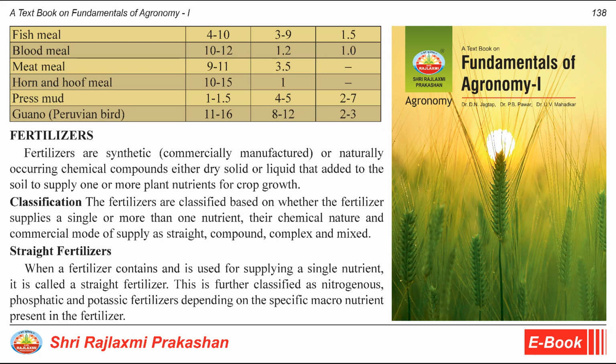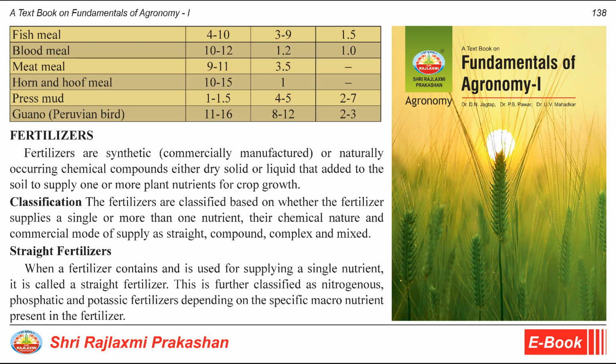Manure number 21, press mud. Percentage composition of N 1 to 1.5%, P2O5 4 to 5%, K2O 2 to 7%. Manure number 22, guano, Peruvian bird. Percentage composition of N 11 to 16%, P2O5 8 to 12%, K2O 2 to 3%.